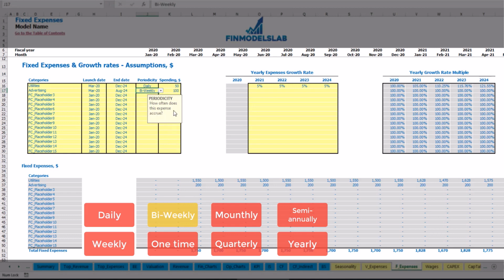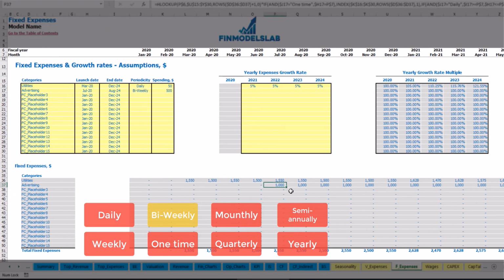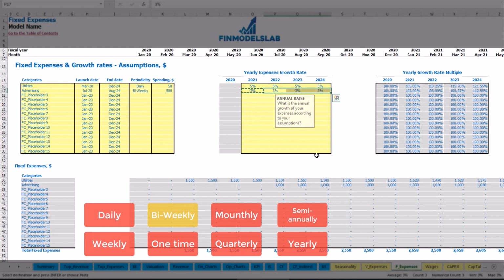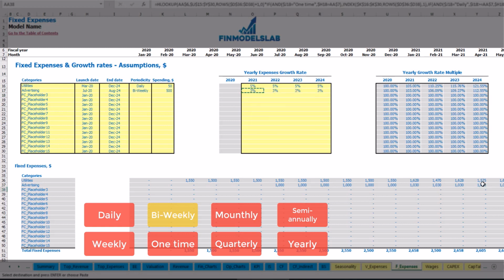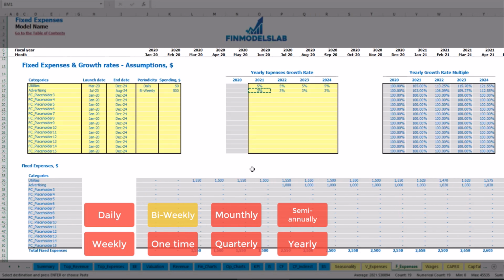Another option is bi-weekly. For example, $500. You can start from July, for example, and you will have 2 payments, which is 2 bi-weekly payments within the month. $500 multiplied by 2, you have $1,000 per month. Again, you can input some growth rate and you will see that your advertising expenses will grow year over year till August 24, which is the last date of this expense type.